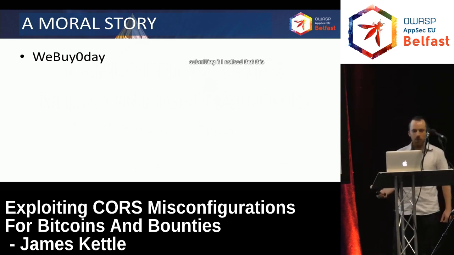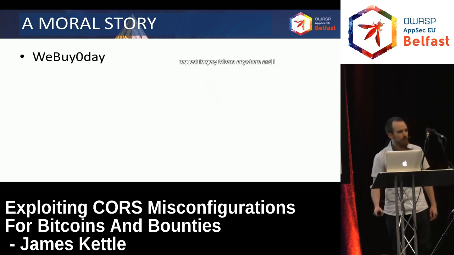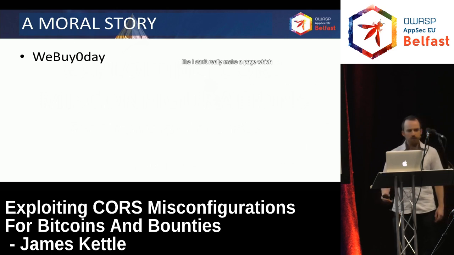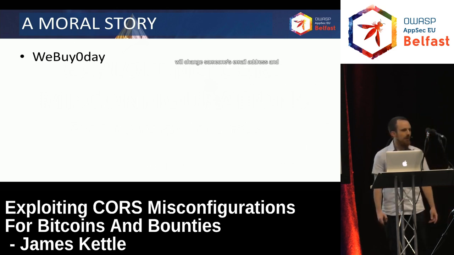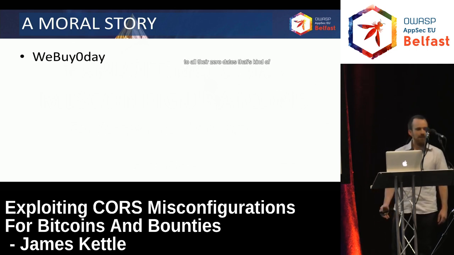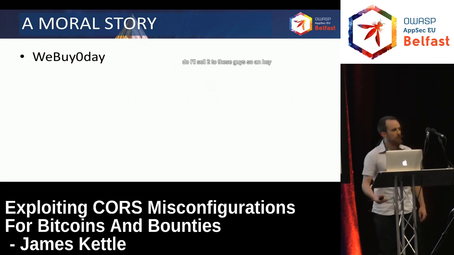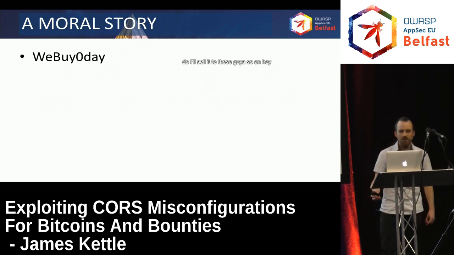But anyway, I submitted it anyway. Why not? And while submitting it, I noticed that this website didn't have any cross-site request forgery tokens anywhere. And I thought, okay, that's a bit weird. Looks like I can trivially make a page which will change someone's email address and hijack their account and get me access to all their zero days. That's kind of cool. And then I thought, what shall I do with this vulnerability? I know what to do. I'll sell it to these guys.